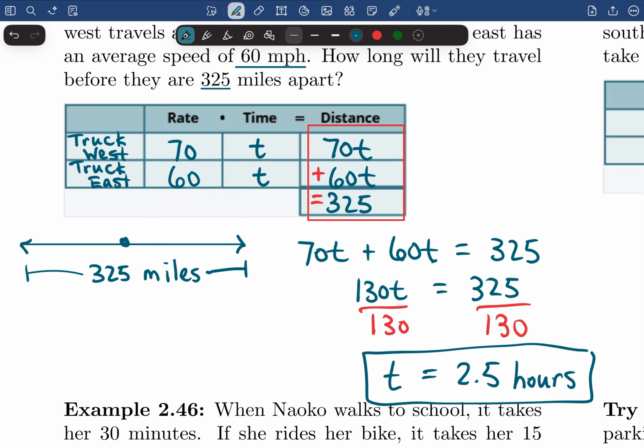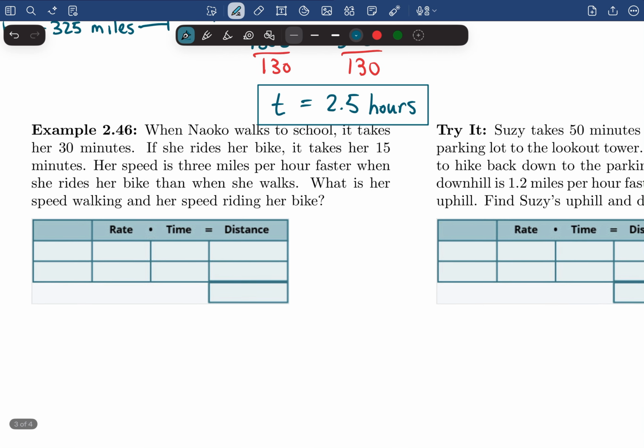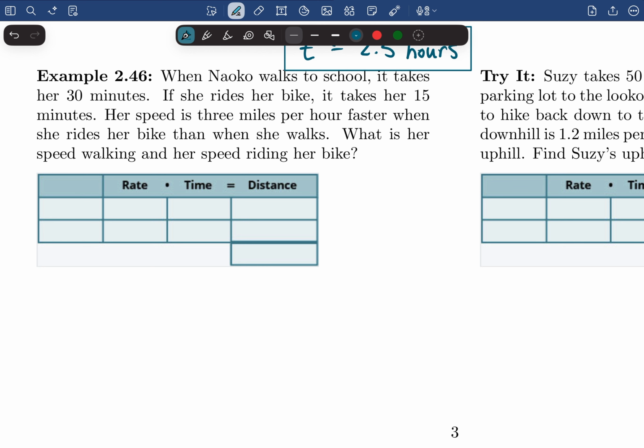Great. So these two trucks are traveling 2.5 hours, 2.5 hours before they are 325 miles apart from each other. This is our concluding statement. Let's finish strong with our last example of this lesson.